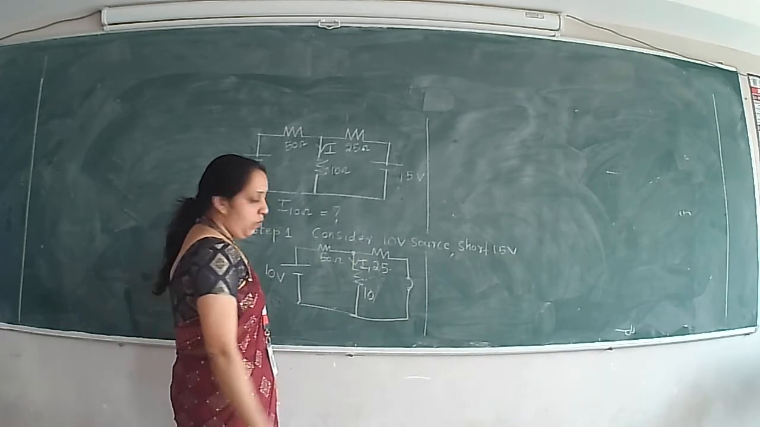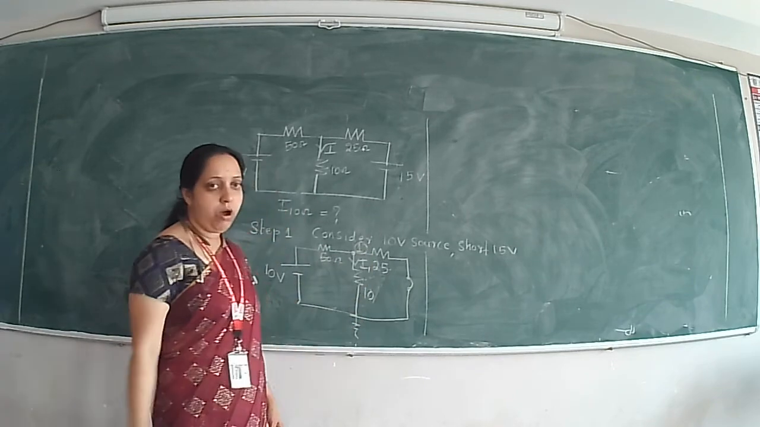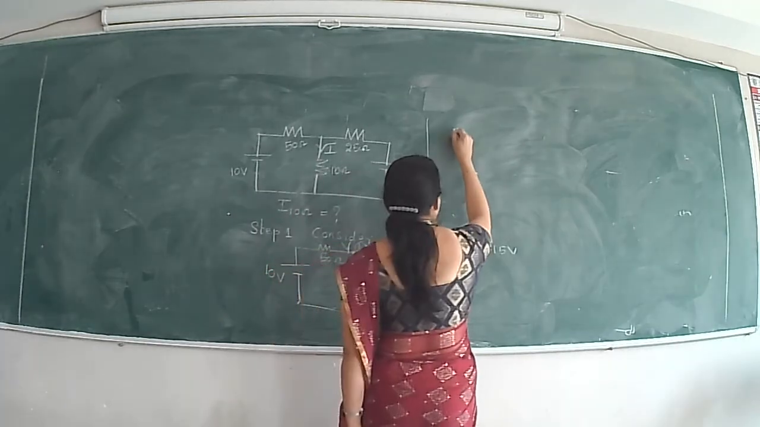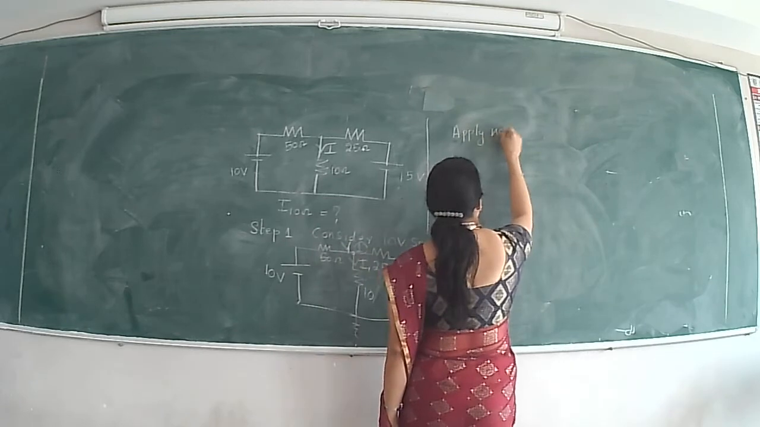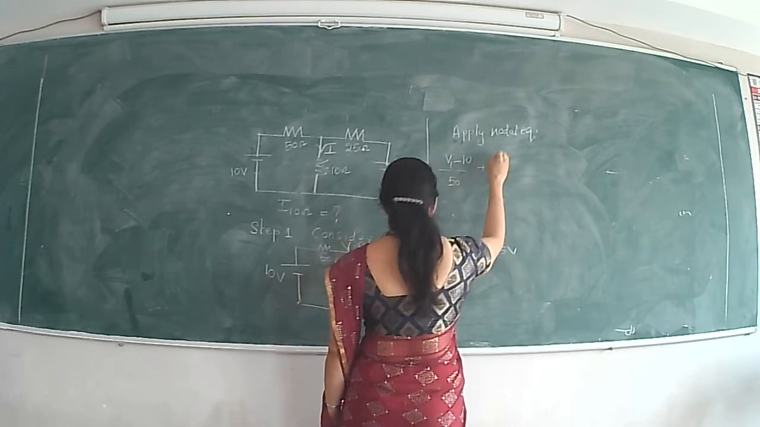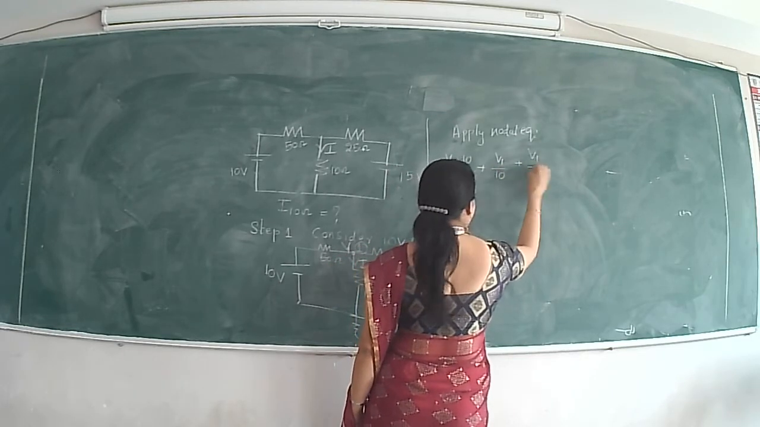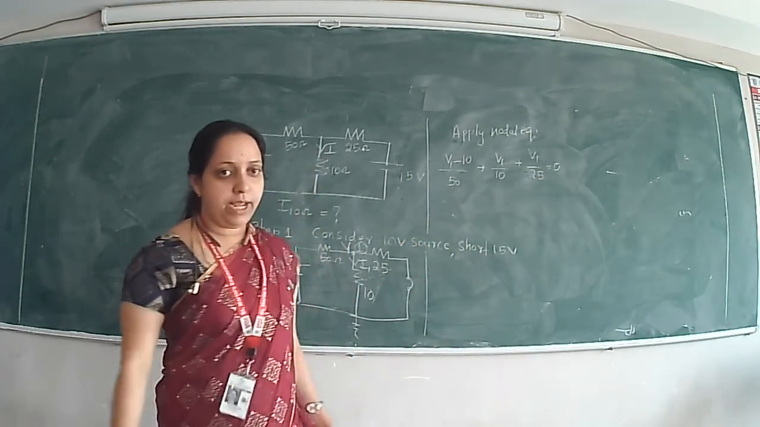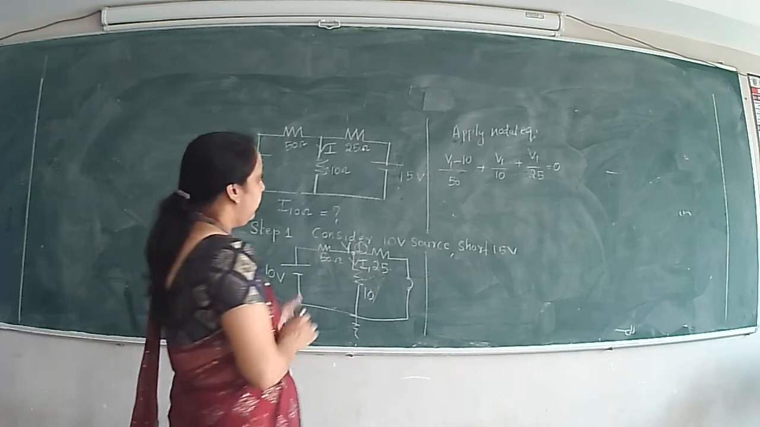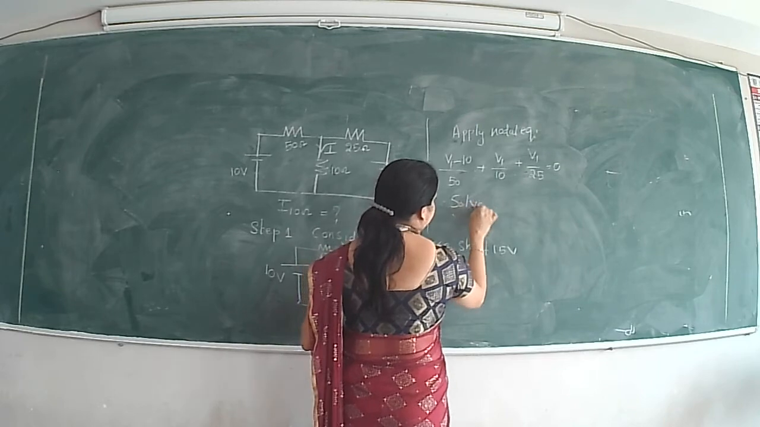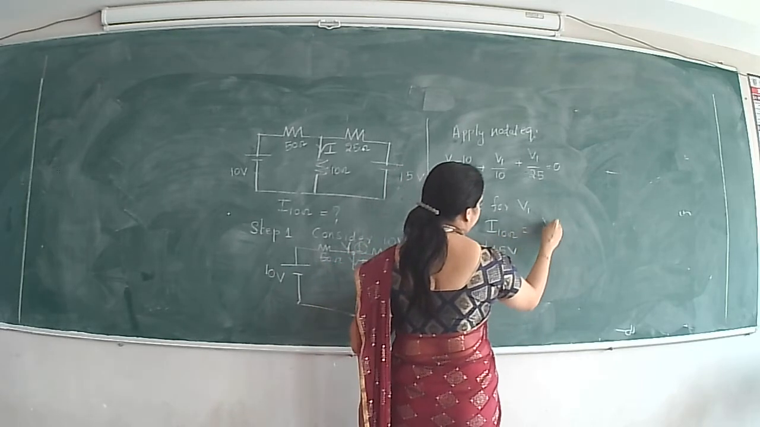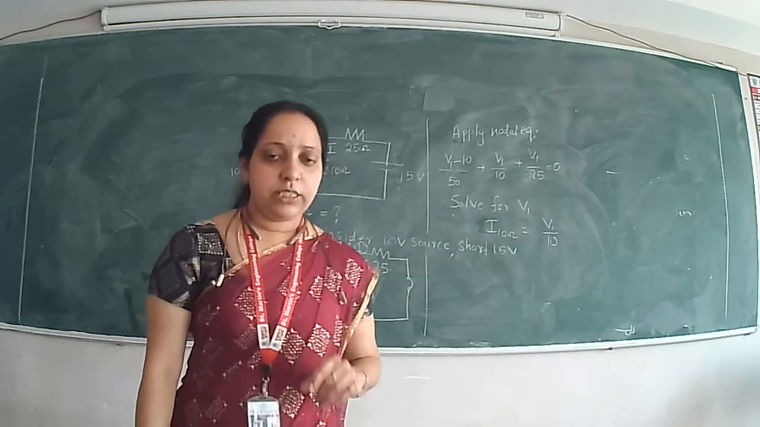Here in this circuit we will have two nodes. One is node 1 and the other is the reference node or datum node. The node voltage we assume as V1. So the nodal equation will be (V1 minus 10) divided by 50 plus V1 by 10 plus V1 by 25 equal to 0. Solve for V1, then the current passing through the 10 ohm resistor will be equal to V1 by 10. So this is our first step.